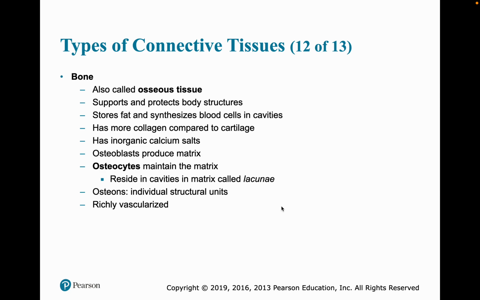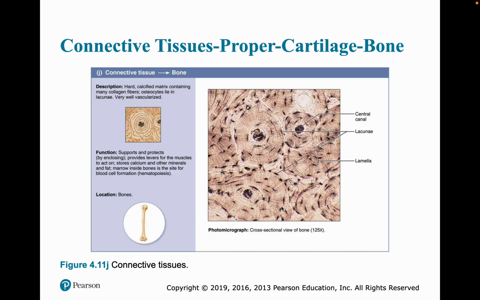Those osteocytes live in little cavities called lacunae that look very much like the ones we saw in cartilage. A structural unit for bone is called an osteon, and we'll look at that more when we talk about the skeletal system. And bone is very richly vascularized. There's a lot of blood in bone. Here is one osteon.